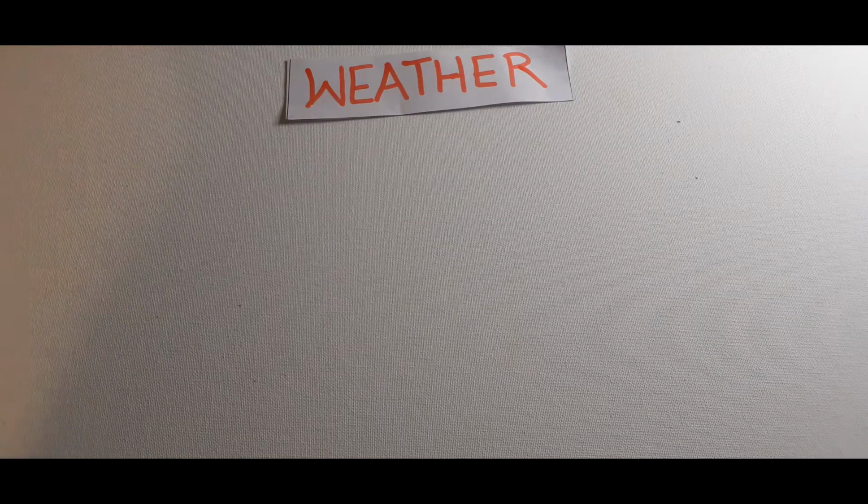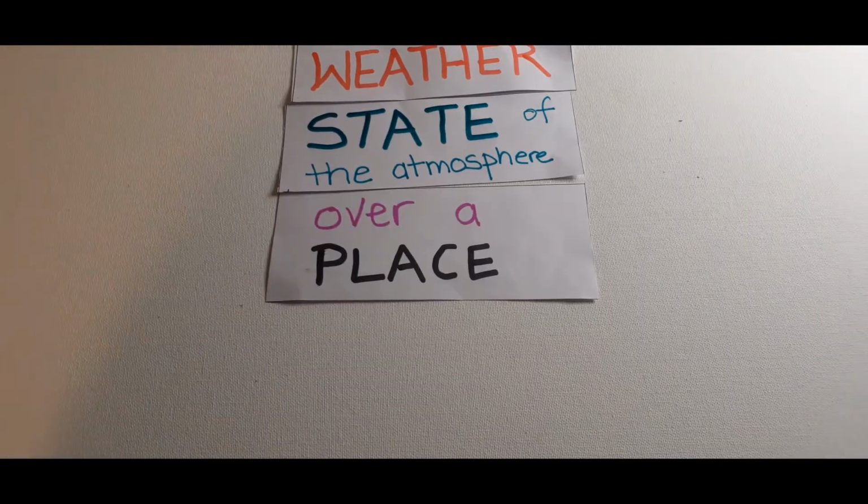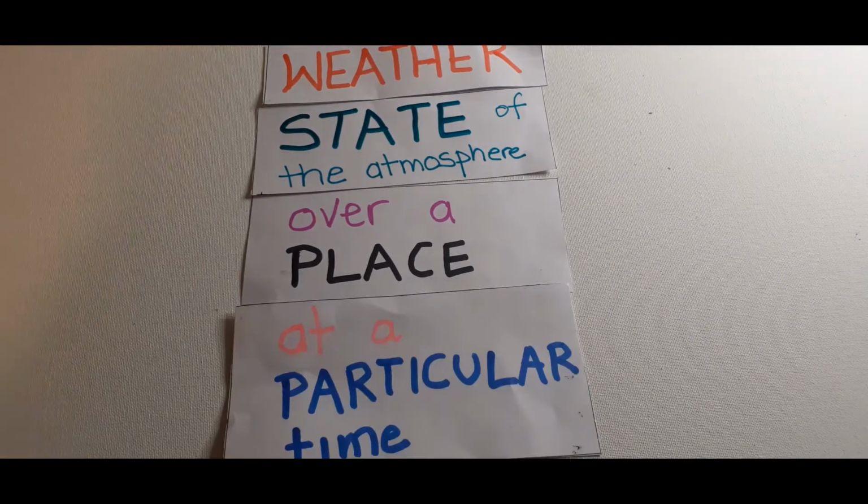Weather is defined as the state of the atmosphere over a place at a particular time. So weather is the state of the atmosphere, 1, over a place, 2, at a particular time, 3. Three aspects: state, place, and particular time. Weather is the state of the atmosphere over a place at a particular time.